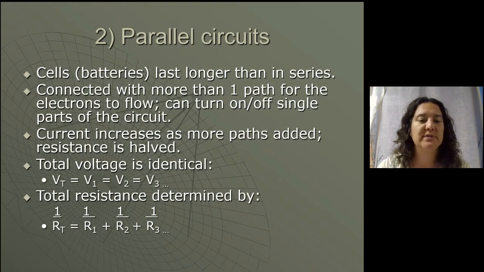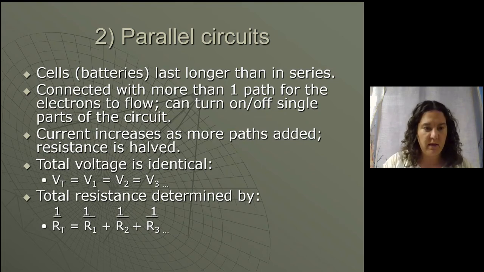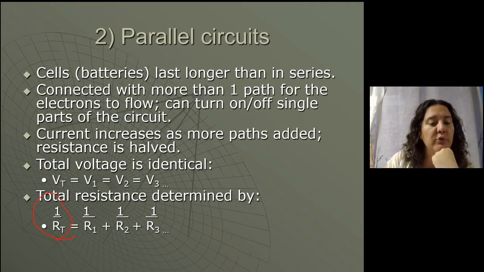And to determine the total resistance of a parallel circuit, the inverse of the total resistance is equal to the inverse of each individual resistance component. So I just want to point out that to calculate our total resistance, we then have to take 1 over that total resistance.